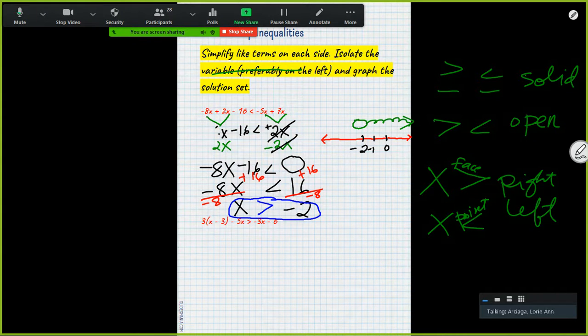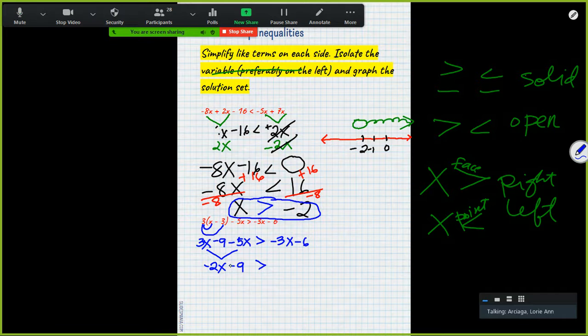So let's try this one at the bottom. Did anybody get an answer? Okay. So first, let's distribute this one, right? So 3 times x is 3x. 3 times -3 is -9. Minus 5x is greater than -3x minus 6. Okay, so now let's combine like terms. 3x and -5x will become -2x. You subtract your 9. There you go.